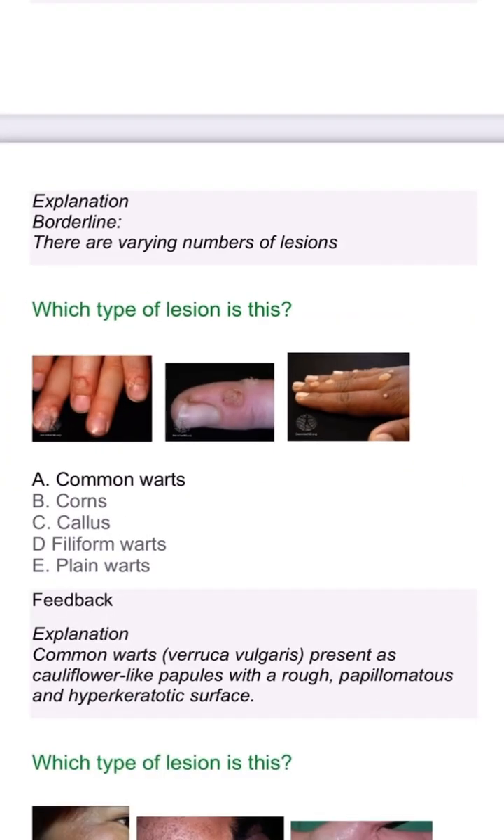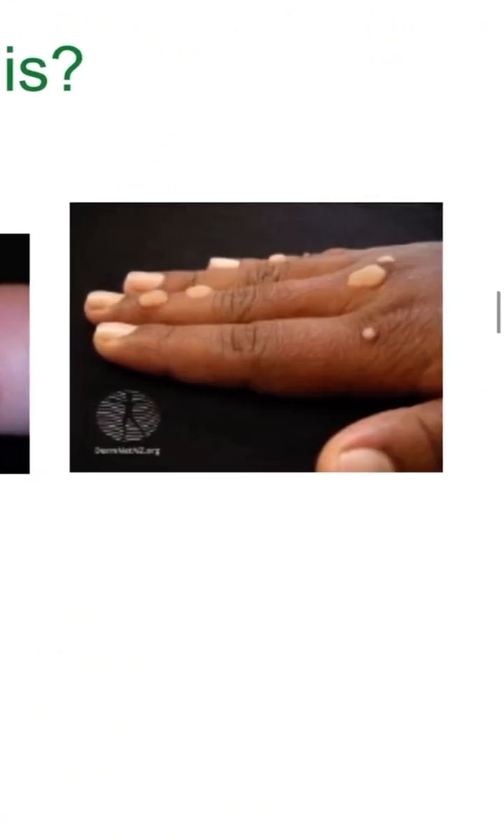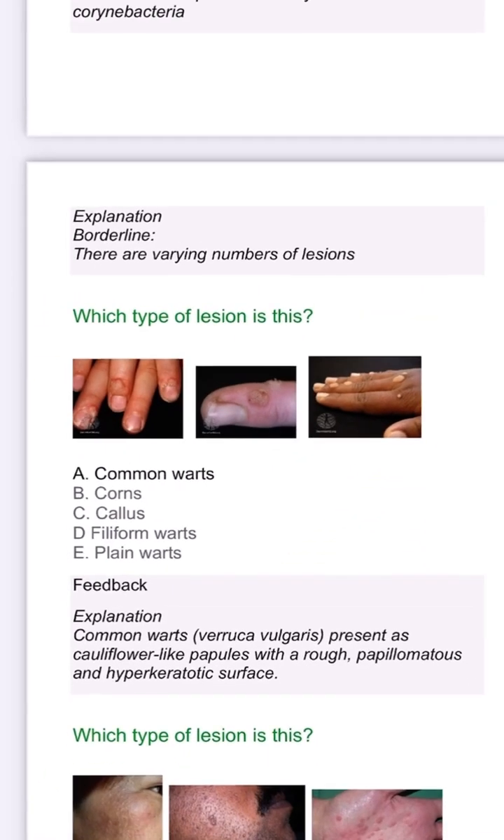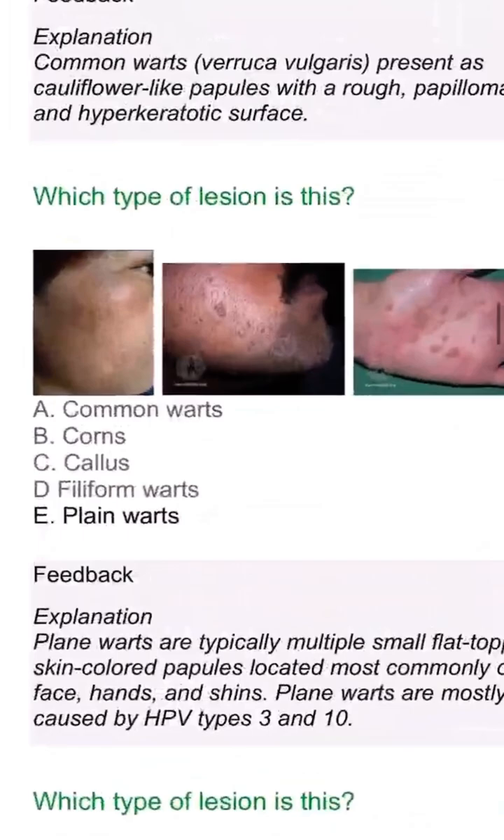Okay, now which type of lesion is this? So these are common warts. You can see here these are common warts. Verruca vulgaris presents as cauliflower-like papules with a rough papillomatous and hyperkeratotic surface. So these are common warts. Which type of lesion is this?